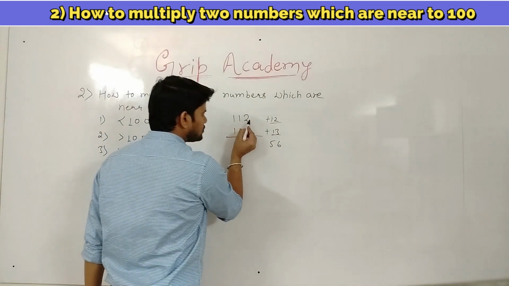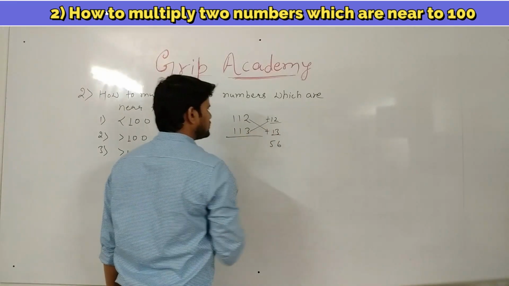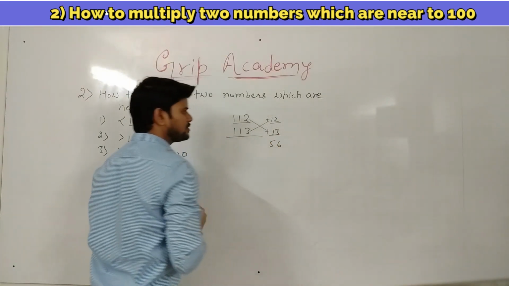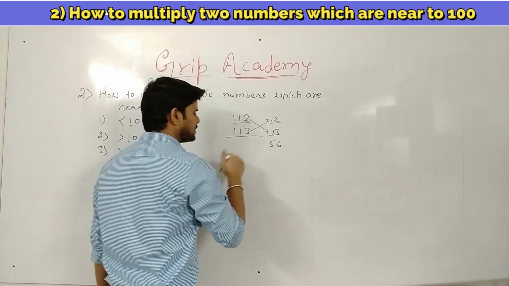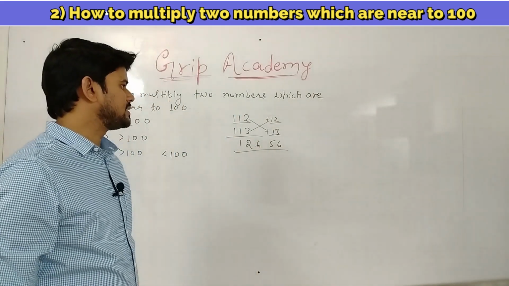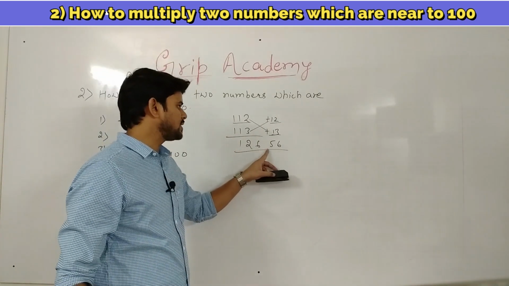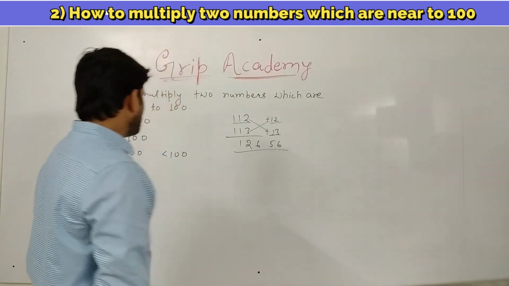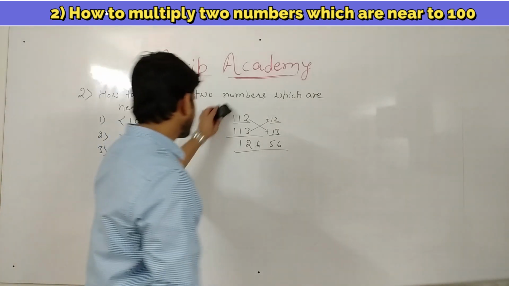Okay, so we will add this or this. So 112 plus 13 is how much? 125 plus 1 carry, so it will become 126. So 112 into 113 is how much? 12656.